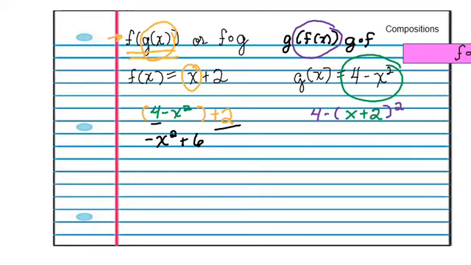And now we're going to evaluate this. We have a 4 minus, and remember this is actually a binomial squared, which means basically we're going x plus 2 times x plus 2. If you know the quick way, you can go and do it. Otherwise, just do the FOIL thing.